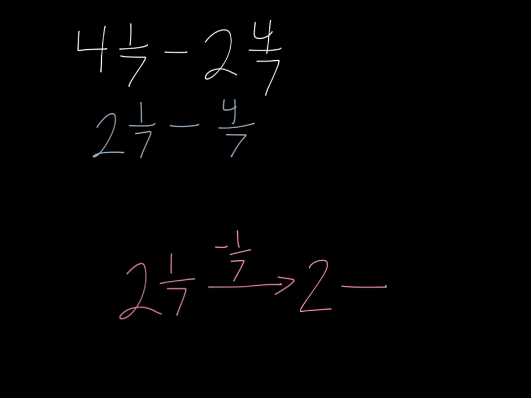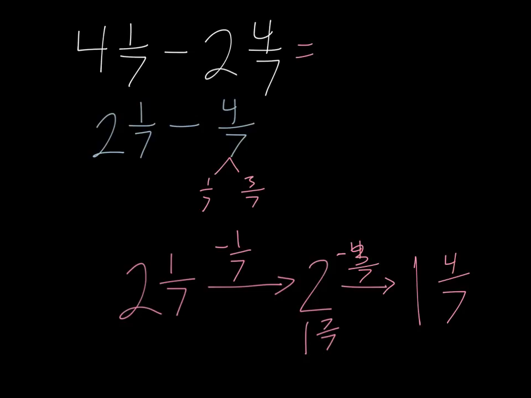Now I need to keep going because I have 4 to subtract. Since I already subtracted 1/7, I have 3/7 more. So I can think of this as 2 and 7/7, and then subtract that 3/7 from the 7/7. I'm subtracting 3/7, so that gets me to 1 and 4/7. So that's my final answer, 1 and 4/7.